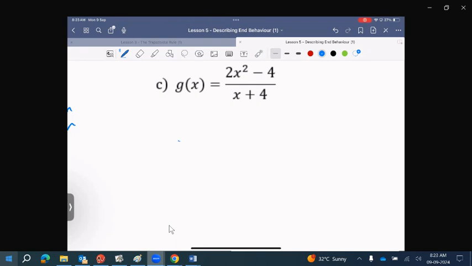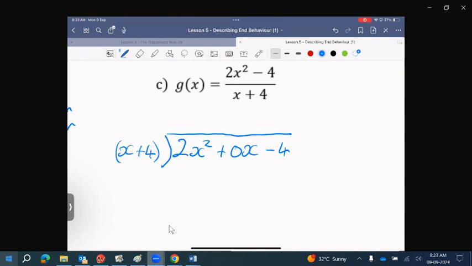So we need to take 2x squared. Now, there's a missing term or two in this, and I find it useful just to add them back in. So I'm going to put a 0x in there. So I'm going to do a division of these two numbers. I'm going to divide this by x plus 4, like this. So the algorithm is quite straightforward. I ask myself a few questions.